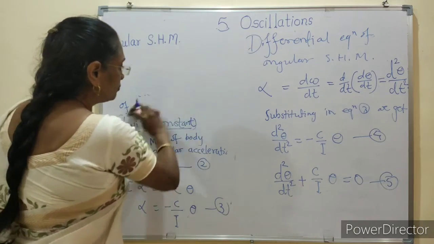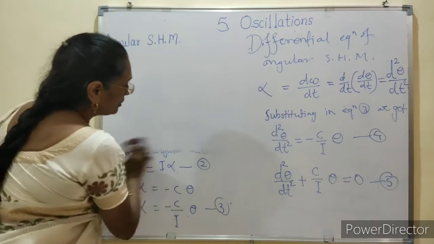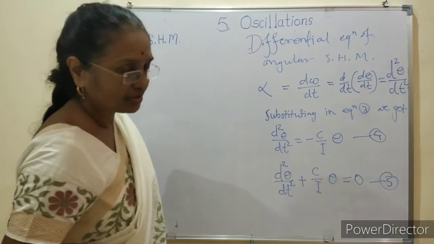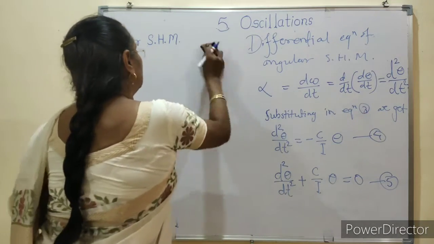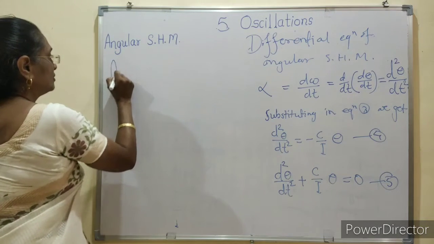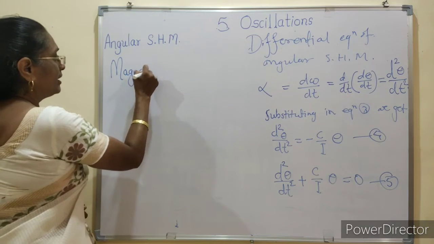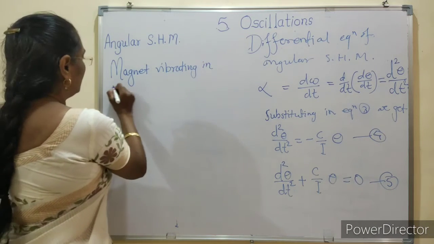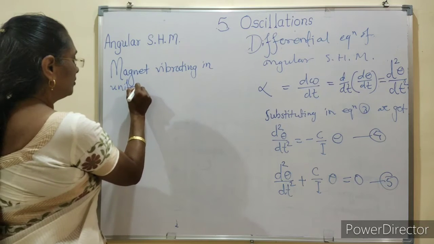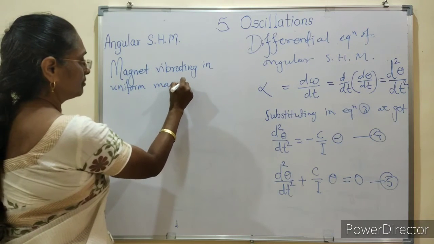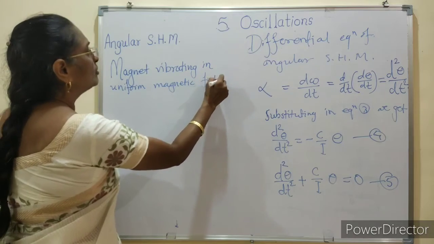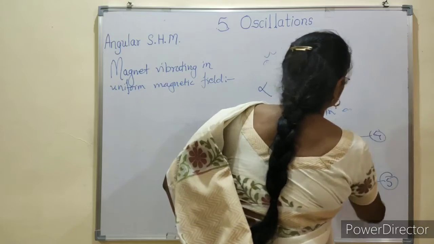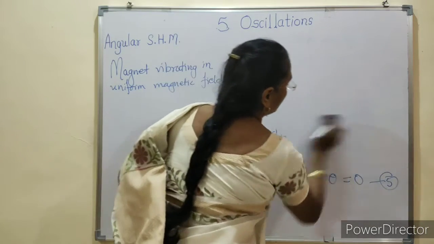Now we have to study one example of angular S.H.M. That example is of a magnet vibrating in a uniform magnetic field. So this example we have to study and obtain the relations for the vibratory motion.